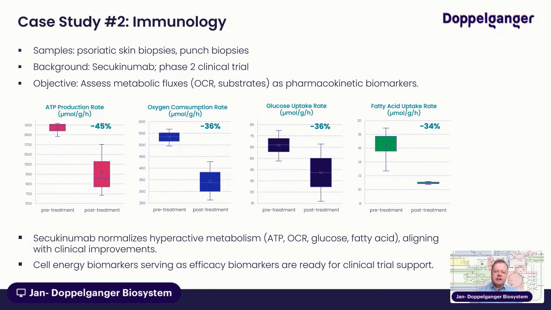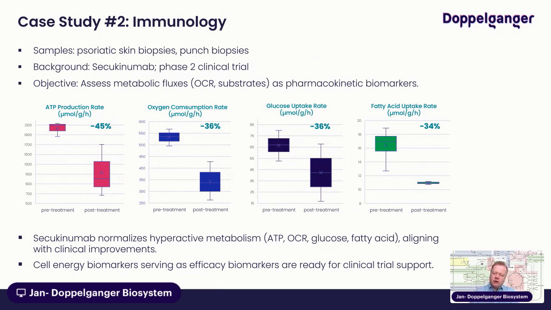Again, this is a clinical trial, and we work with samples from psoriatic skin, and these are punch biopsies from the skin from the same patient before and after treatment. The compound was secukinumab, a monoclonal antibody that was used in this phase 2 clinical trial. Here we look at a broader picture in terms of metabolic phenotyping. And again, the idea was, can we use these parameters really as a PK biomarker?